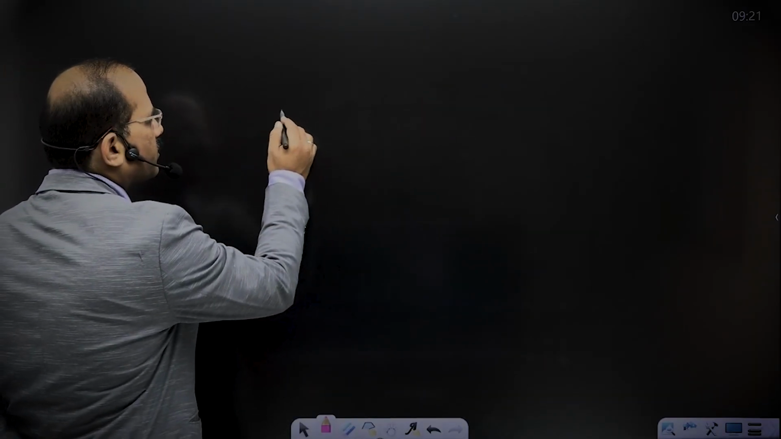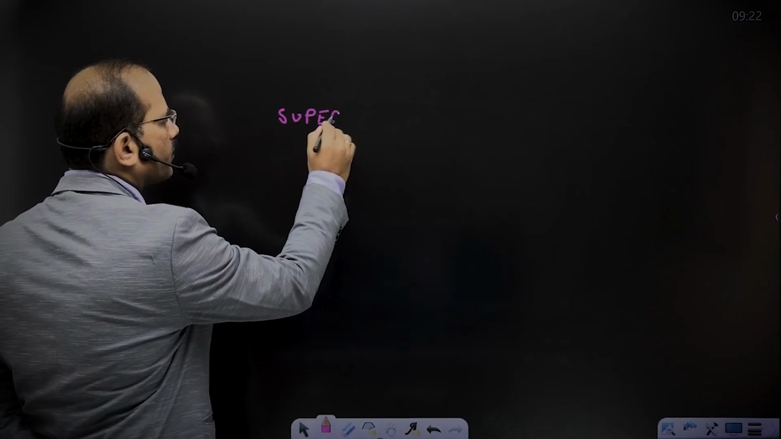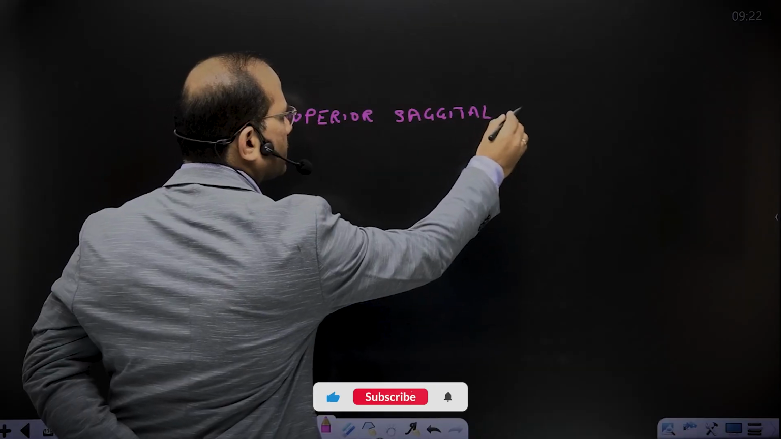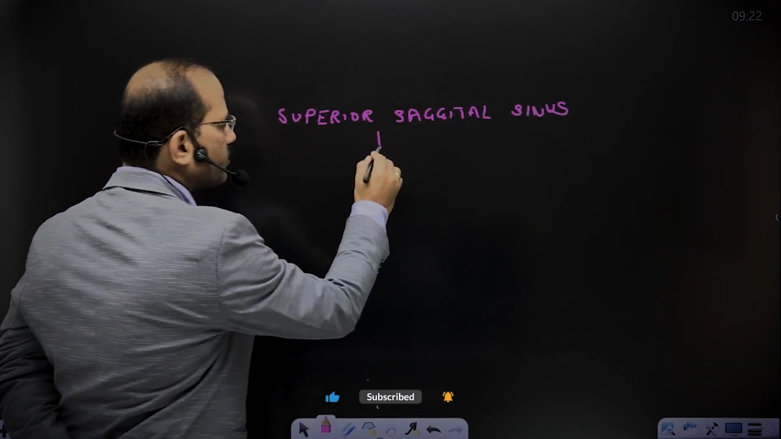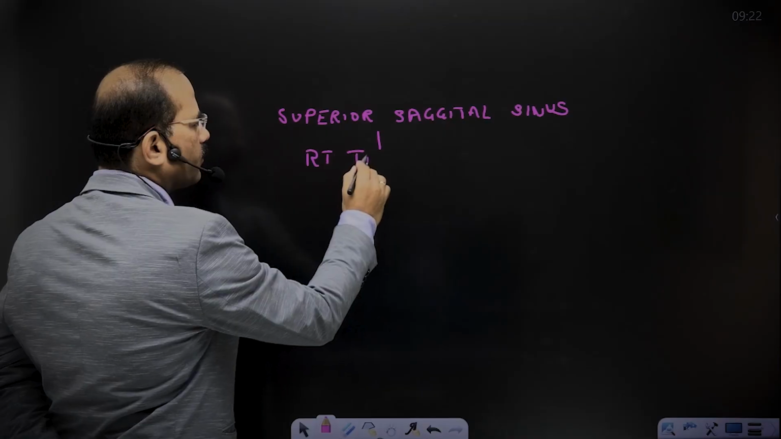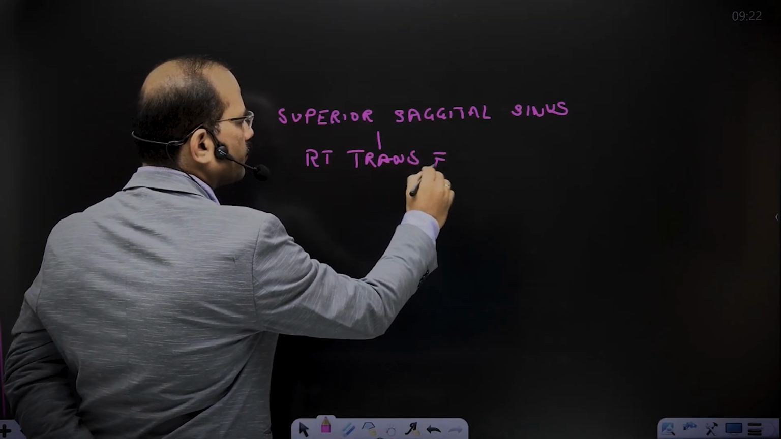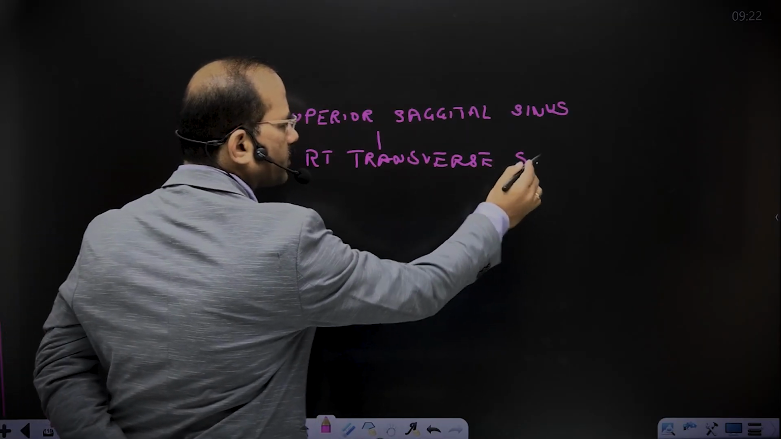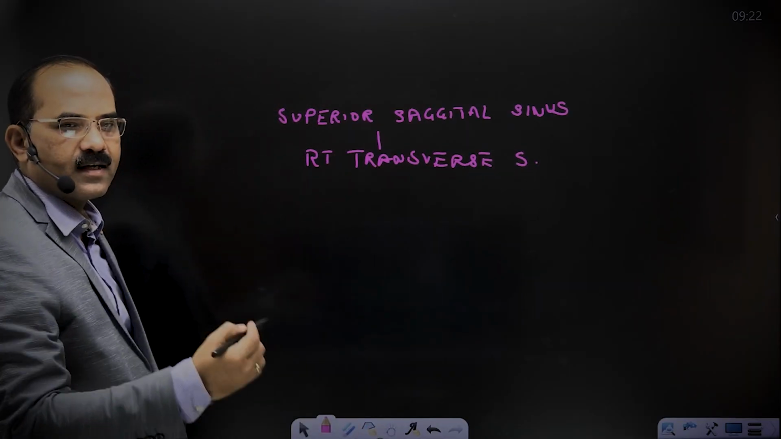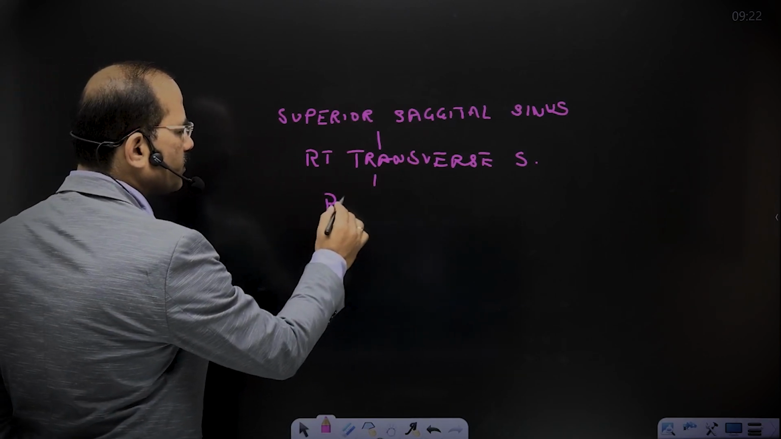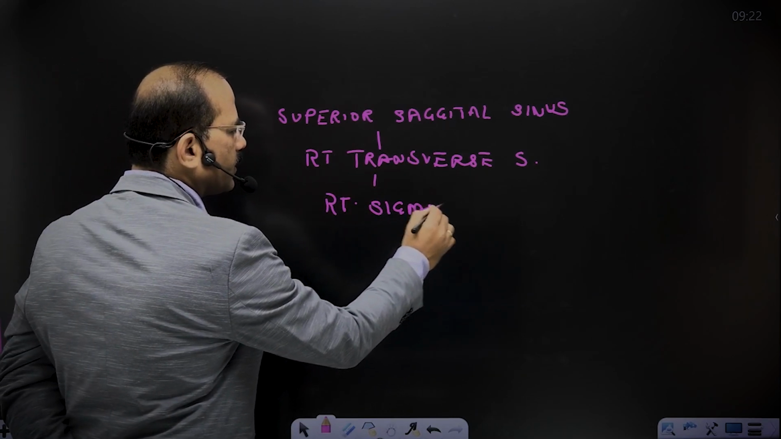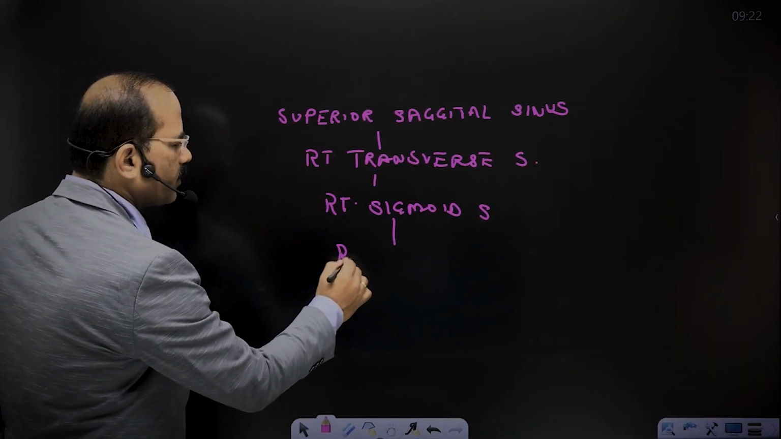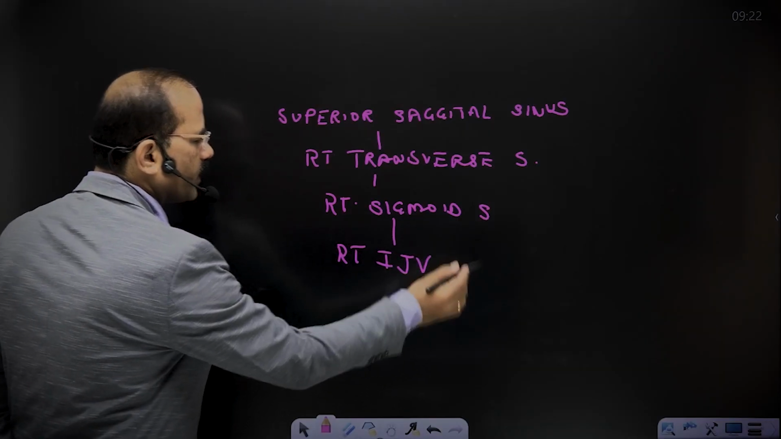So we'll make it like this. The superior sagittal sinus. Okay, superior sagittal sinus continues as the right transverse sinus. I'll just put an S for sinus. So the superior sagittal sinus continues as the right transverse. The right transverse becomes the right sigmoid sinus, and the right sigmoid sinus gets out through the posterior compartment of the jugular foramen. It becomes the right internal jugular vein.